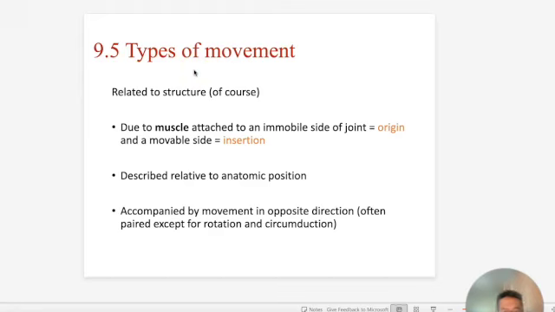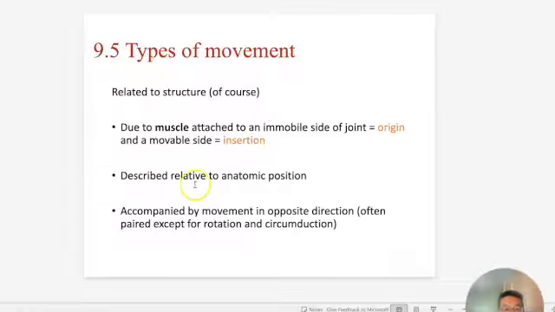Types of movements. Movement is due to the muscle attachment to the immobile site. In chapter 10, you're going to learn some of the muscle origins and insertions. Insertion is the movable part, so the insertion will move toward the origin as the muscle contracts. It depends on the muscle movement.